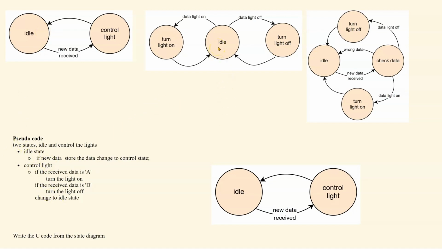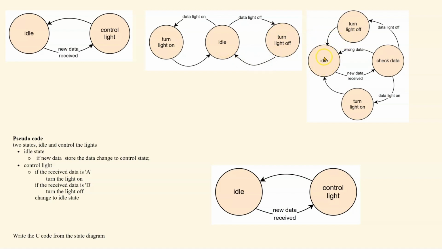Alternatively, you could have 3 states. In idle, you look at the data. When you receive the data, you look at it. If the data is light on, turn the light on, then go back to the idle state. Alternatively, you receive the data. If the data is light off, go to turn the light off state and go back to the idle.